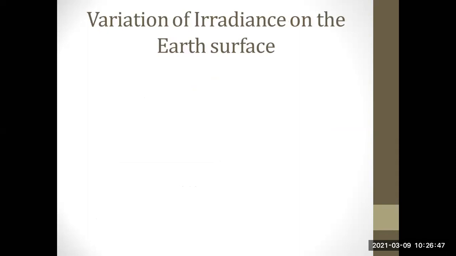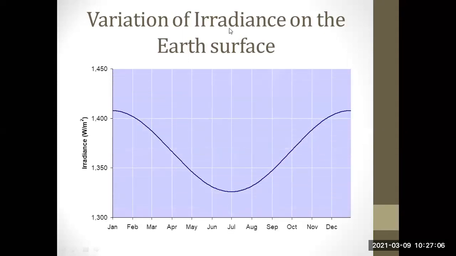Then variation of irradiance on the surface of earth. Now from the title it is very clear that we are trying to represent how the irradiance, that means how the power density of solar radiation is going to vary on the surface of earth. So that representation is indicated with the help of this diagram. So on y-axis we have taken irradiance.